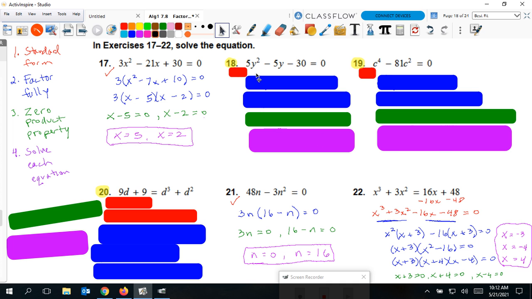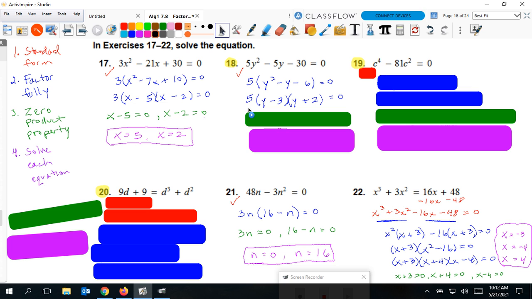So number 18, it is in standard form. Check. Okay, it's already in standard form on this one. I said that earlier. It's equal to 0. So we just need to factor out a GCF here. When we factor out a 5, we're going to be left with a y squared minus a y minus 6. And then that trinomial can factor into 2 more binomials with the simple method.